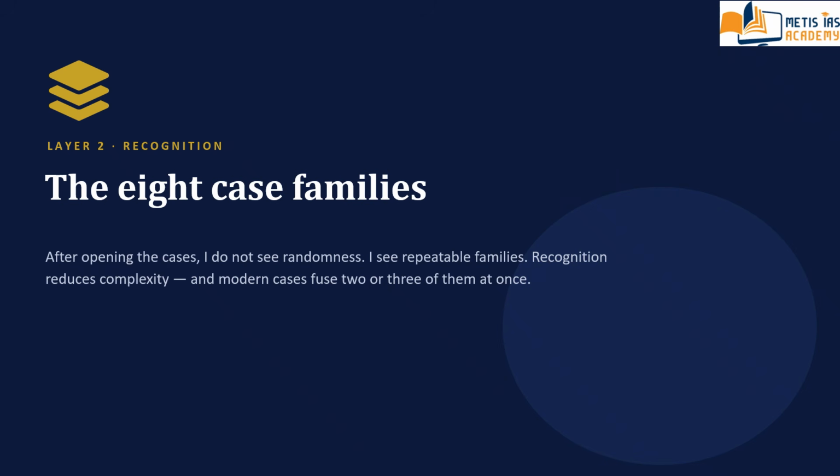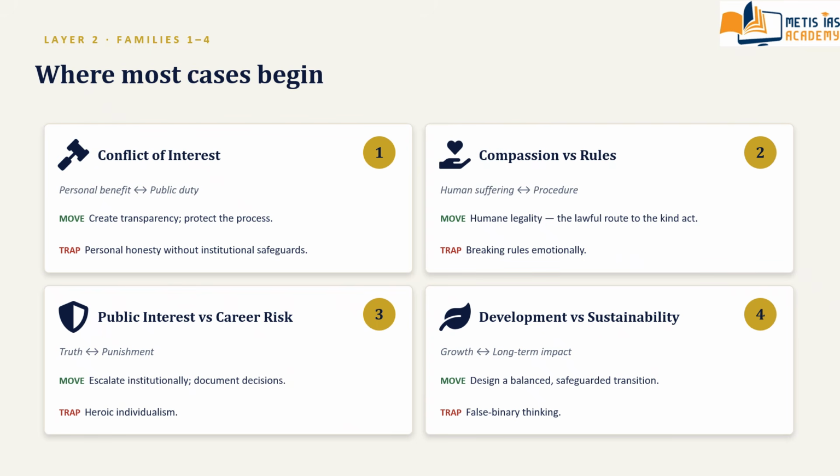Then we are moving to layer two, that is the 8 case families. What are the case families? We are discussing this in this session very elaborately. After opening the cases, we did not see randomness. What do I see? I see repeatable families. Case study families. Those are the 8 case families. So we are moving one by one.